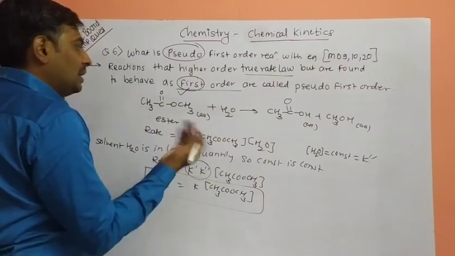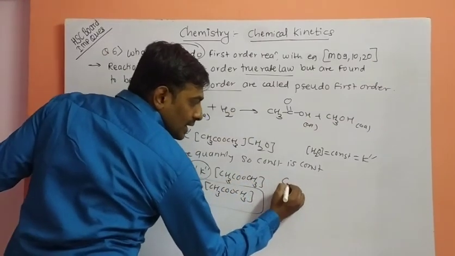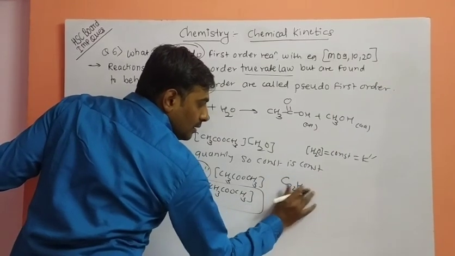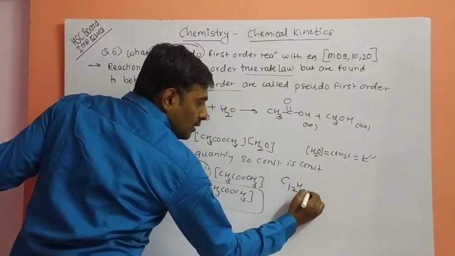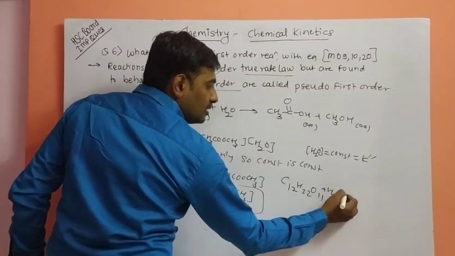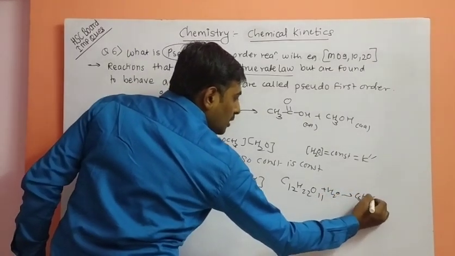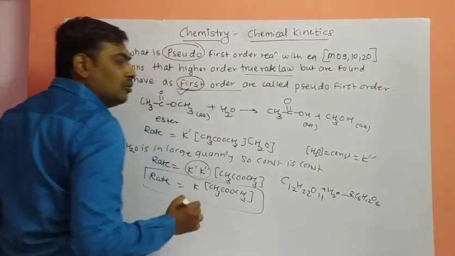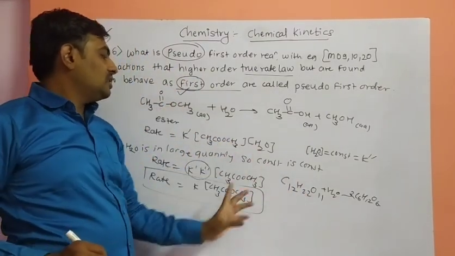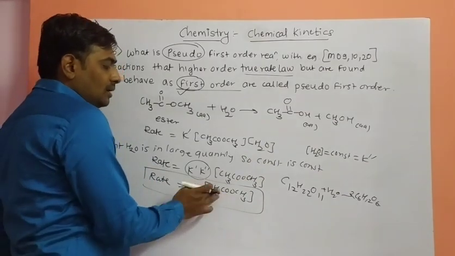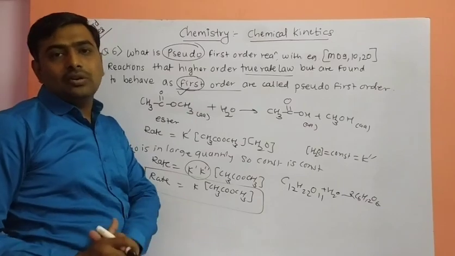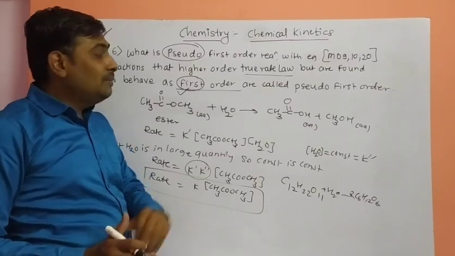We can write one more example, the same. Hydrolysis of sugar cane: C12H22O11. This is your sugar cane. On hydrolysis, you will get glucose and fructose, C6H12O6 two times, one is glucose and one is fructose. The concentration of water will not change, and at the end finally we get C12H22O11. That is, the rate of reaction depends on only one concentration, but it behaves like second order.